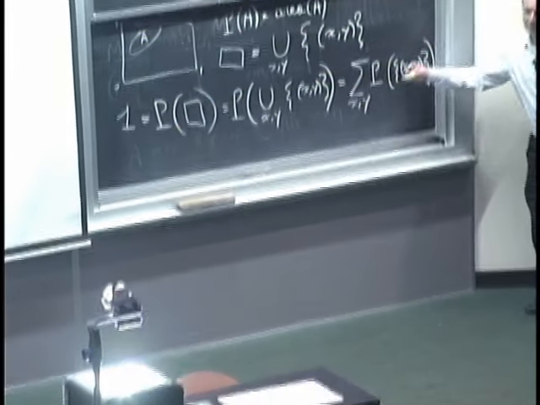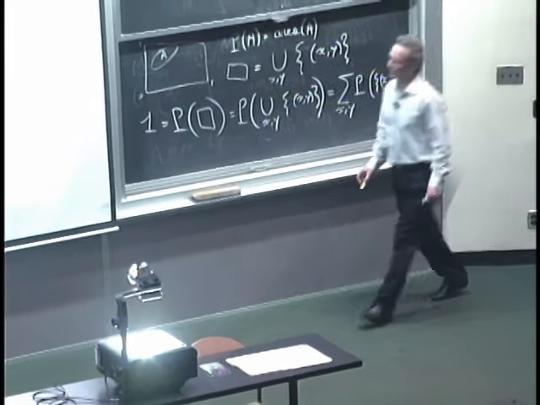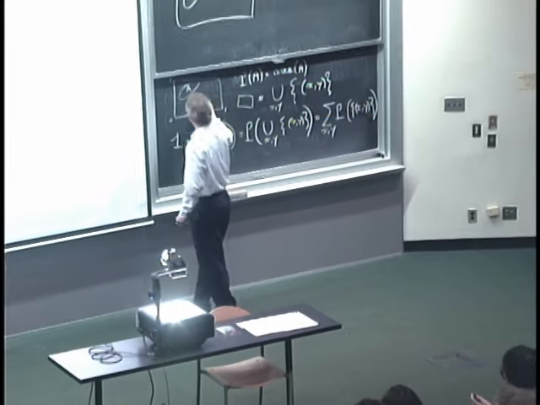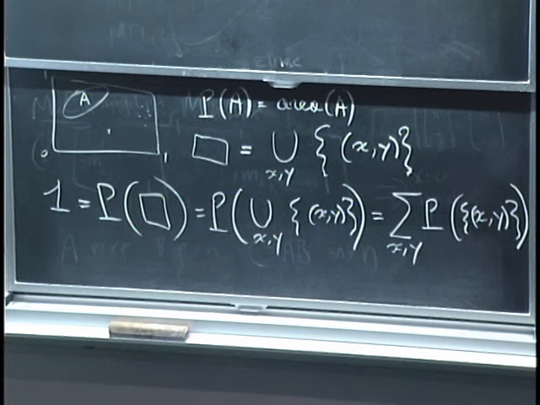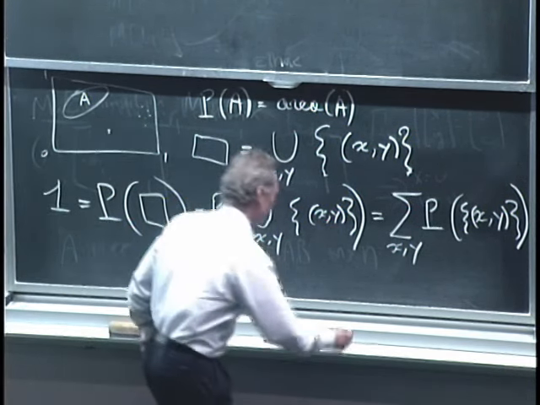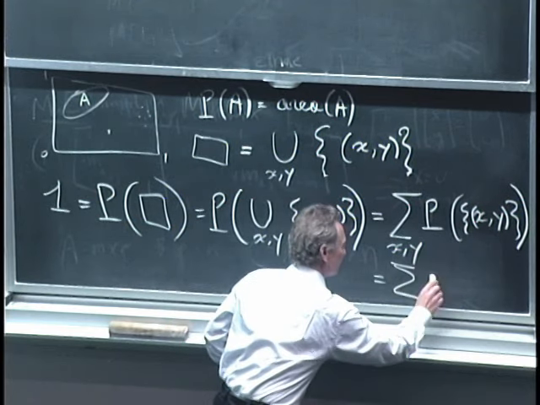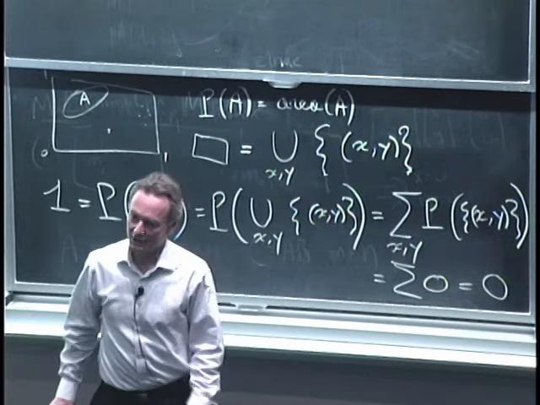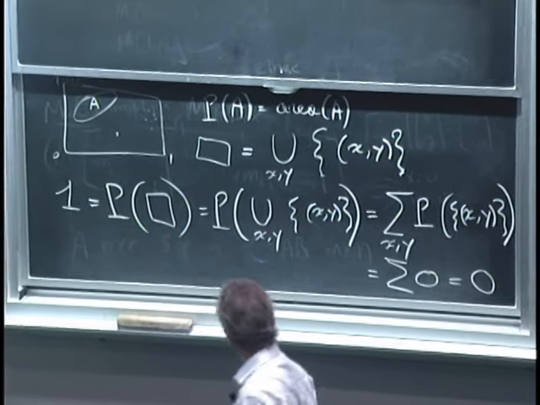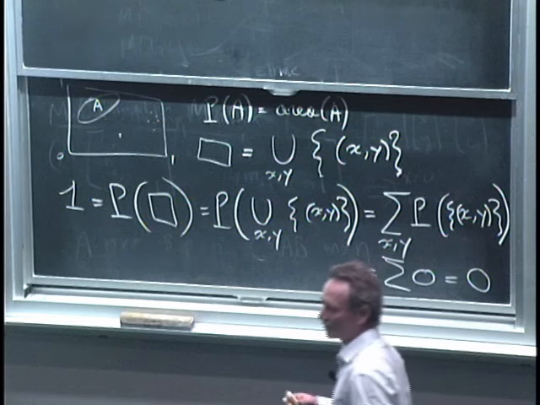Now, what is the probability of a one-element set? What is the probability of this one-element set? What's the probability that our outcome is exactly that particular point? Well, it's the area of that set, which is 0. So it's just the sum of zeros. And by any reasonable definition, the sum of zeros is 0. So we just proved that 1 is equal to 0.